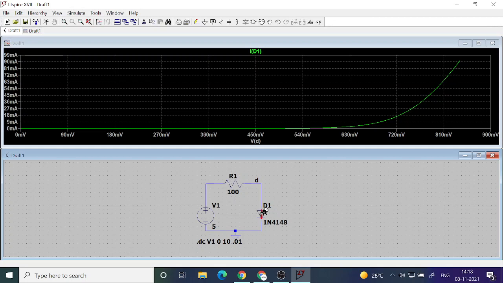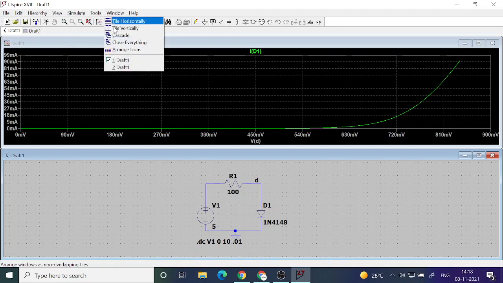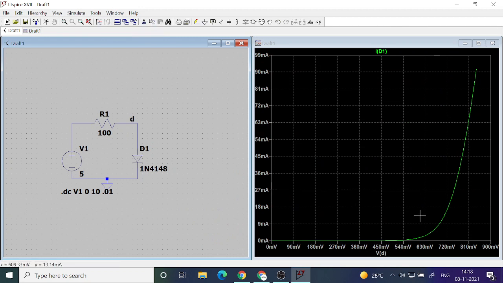So this is the curve that we get, which is the forward bias characteristics of the silicon diode. So this is a silicon diode. You can see the value of current. Because we have given 100 ohm, the value of current can go near to 90 milliampere. It is better to see these in this manner. Okay, vertical windows. So is it clear so far?